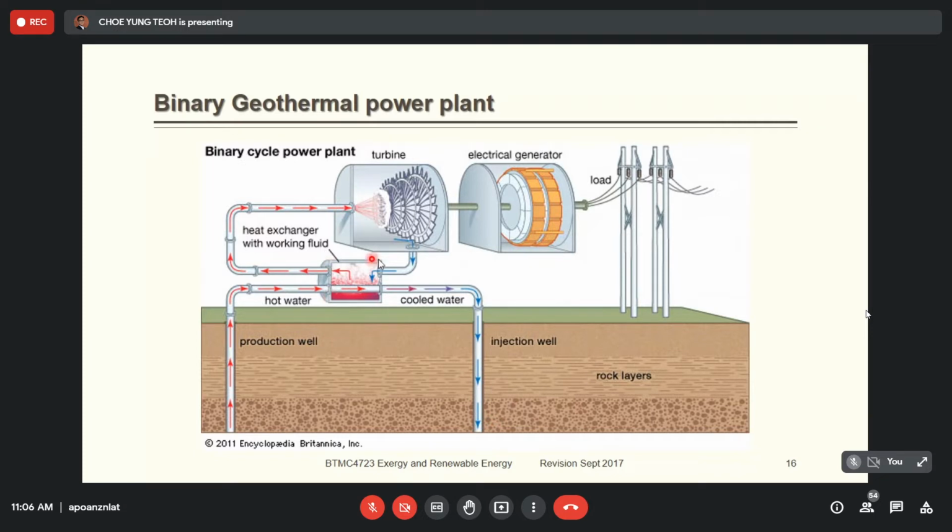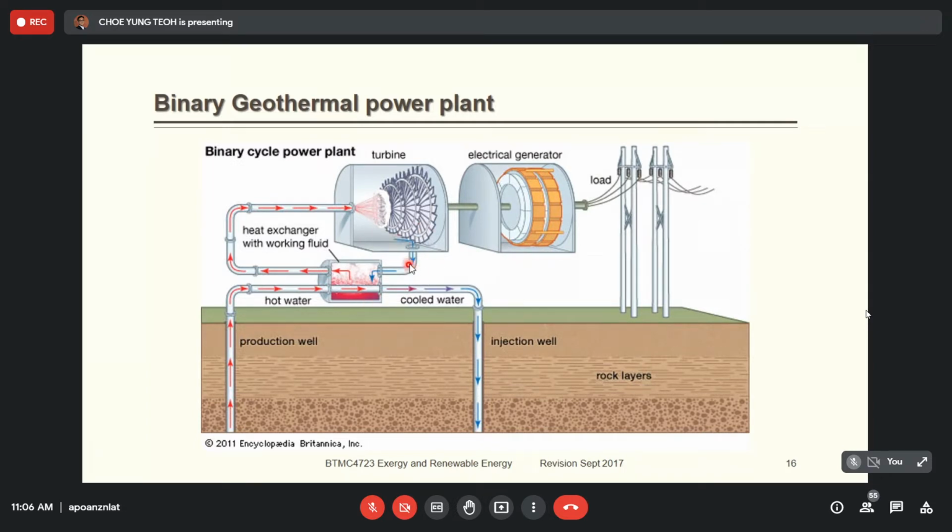Okay, so at this heat exchanger here, heat exchanger means where they transfer the heat from the hot steam or hot water to this secondary fluid, which is the isobutane. Once the heat is transferred to the secondary fluid, it will boil and become superheated steam. And then the superheated steam has a very strong pressure, which is able to rotate the turbine. Once the turbine rotates, the steam has less energy and will be cooled down and recycled.